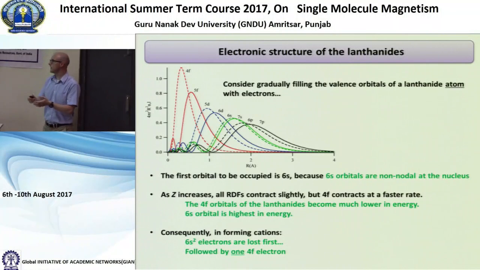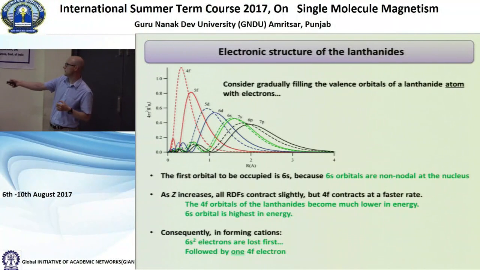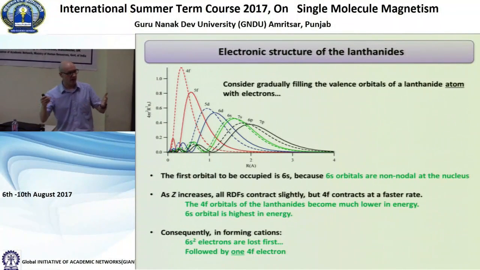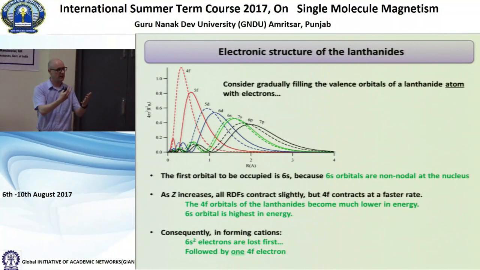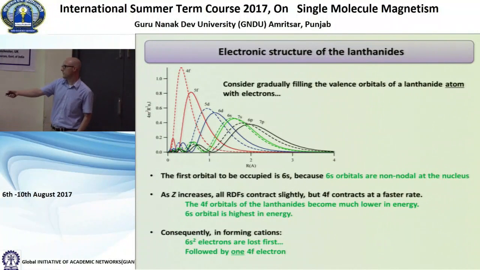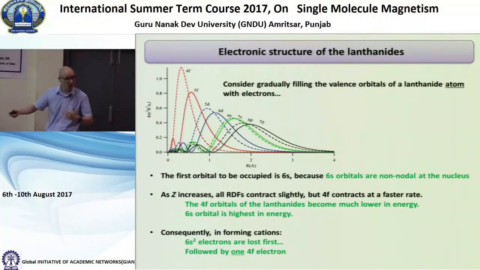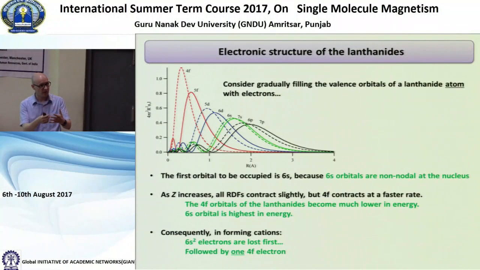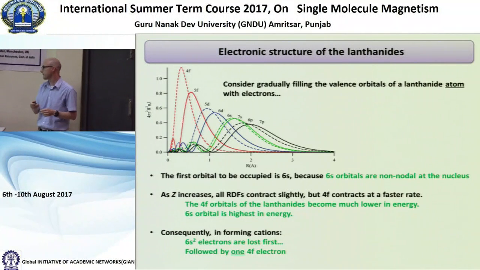So try to imagine a situation in which we consider gradually filling the valence orbitals of a lanthanide atom with electrons. So you are an electron approaching a lanthanide nucleus. The first orbital to be occupied is the 6s orbital. This is because the radial distribution function for a 6s orbital has a non-zero value, is non-nodal at the nucleus. This means if you are an electron, you can interact with the nucleus much more strongly, which is good for so many reasons, including electrostatic.